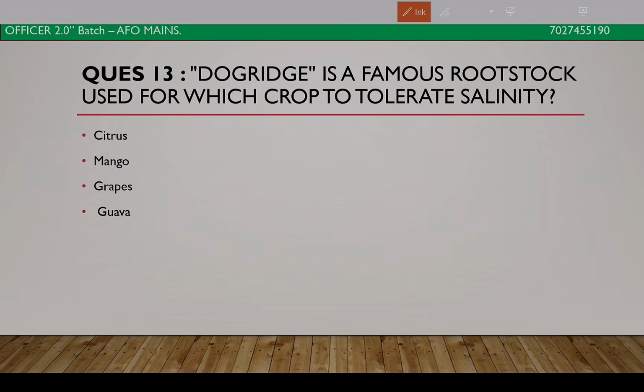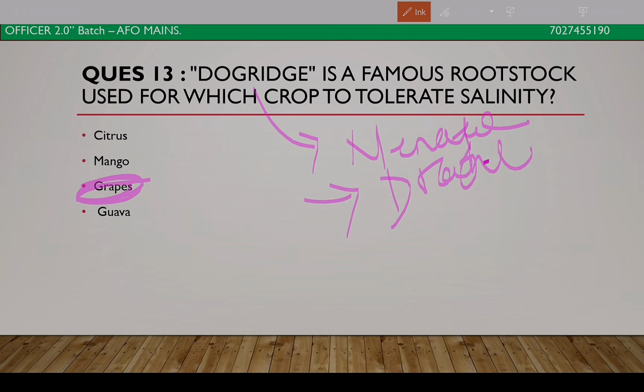Dogreach is a famous rootstock used for which crop to tolerate salinity? Dogreach is the rootstock that is used to tolerate salinity in case of grapes. Understand? And the other properties of this Dogreach is that it is also nematode tolerant. Also, it is drought tolerant. And as mentioned, salinity tolerant. Okay.